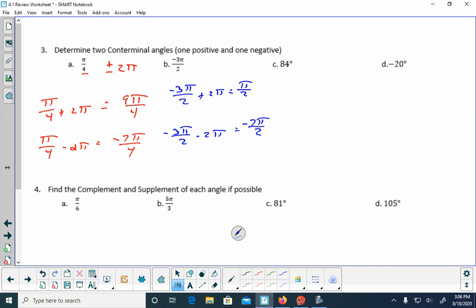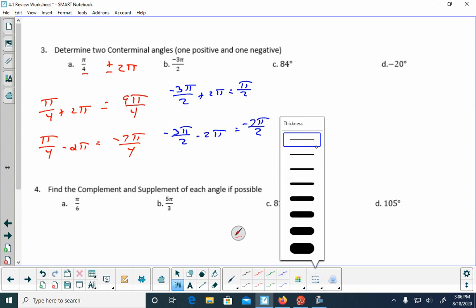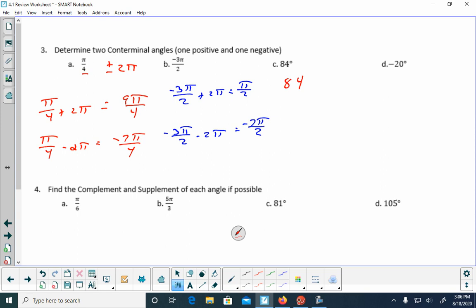Just by adding and subtracting 2 pi, I get one positive and one negative. 84 degrees, now I'm in degrees, which means I am going to use 360 instead of 2 pi. So I'm going to take 84 plus 360, and these are both degrees. When I do that, I get 444 degrees. And then I'm going to take 84 degrees and subtract 360, and I get negative 276 degrees. Again, I ended up with one positive, one negative.